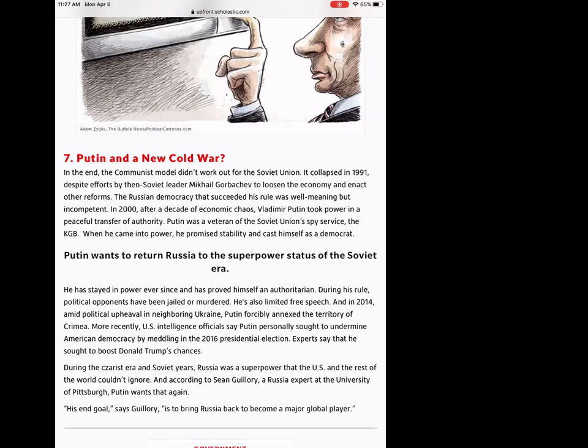More recently, U.S. intelligence officials say Putin personally sought to undermine American democracy by meddling in the 2016 presidential elections. Experts say he sought to boost Donald Trump's chances. During the Tsarist era and Soviet years, Russia was a superpower that the U.S. and the rest of the world couldn't ignore. And according to Sean Gilroy, a Russia expert at the University of Pittsburgh, Putin wants that again. His end goal, says Gilroy, is to bring Russia back to become a major global player.